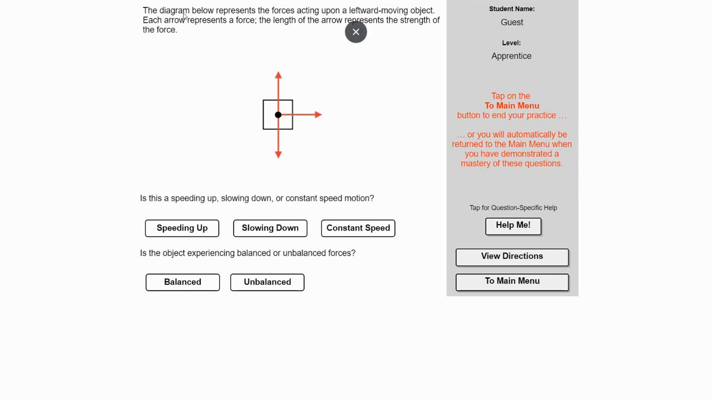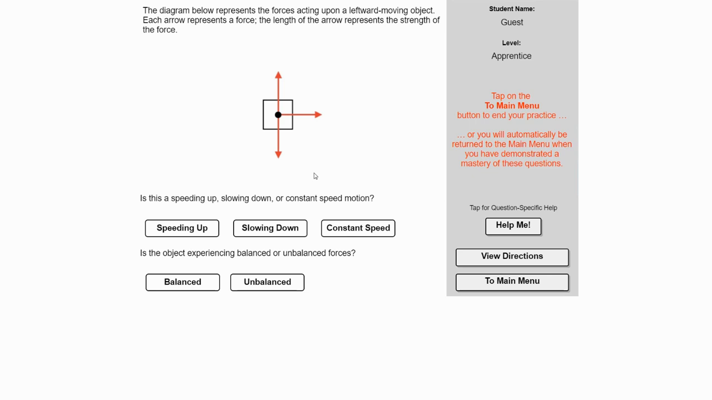This here says forces below are acting upon a leftward moving object. So this thing is moving to which direction? It says to the left. Okay. So what's going on here?